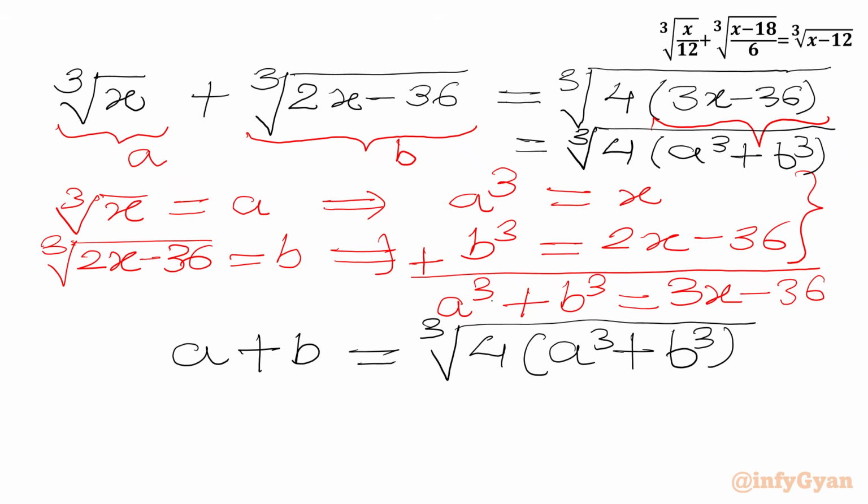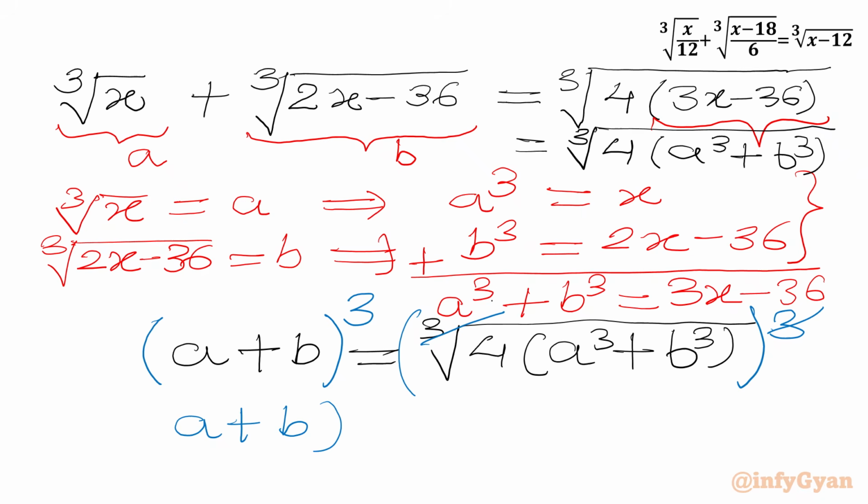Now we have cube root in the right hand side. So we have to consider cubing of the equation. We will put power 3 over here. We will put power 3 over here. Cube root and cube will get over. So we will get a plus b whole cube equal to 4 times a cube plus b cube.